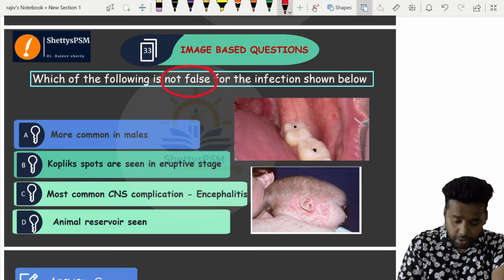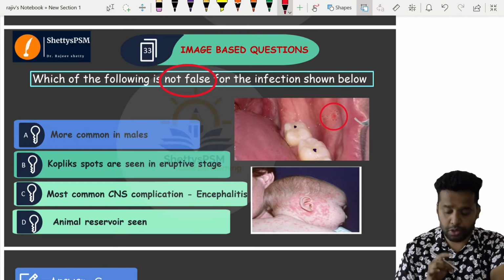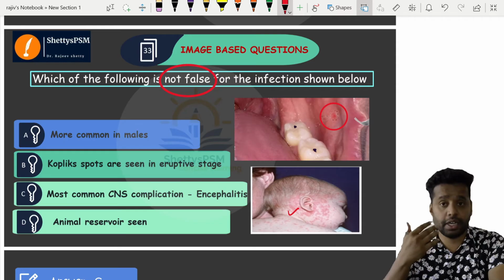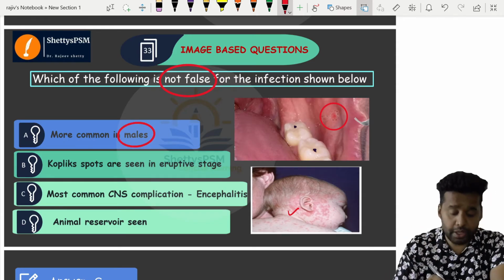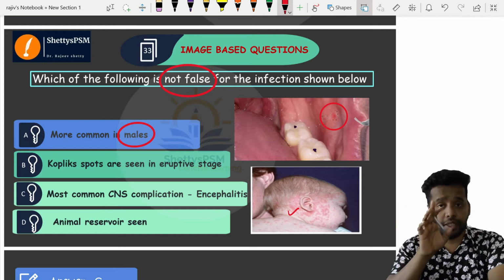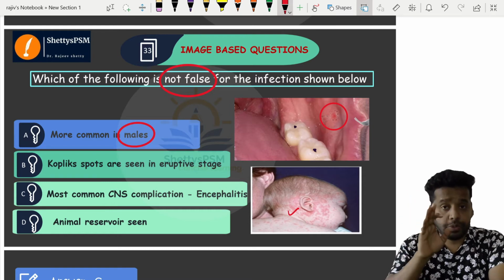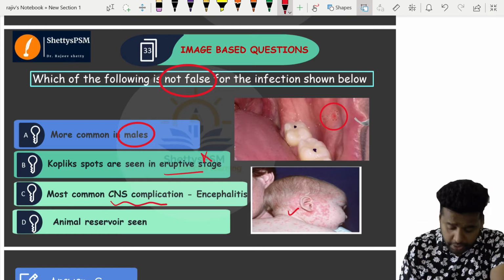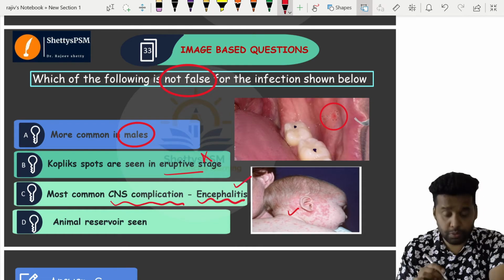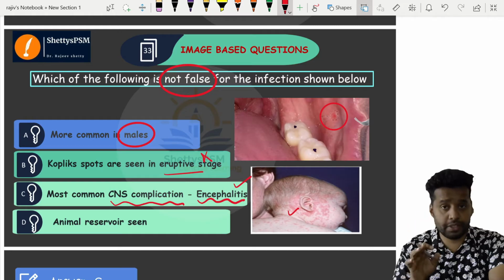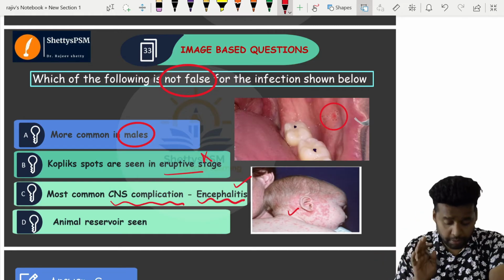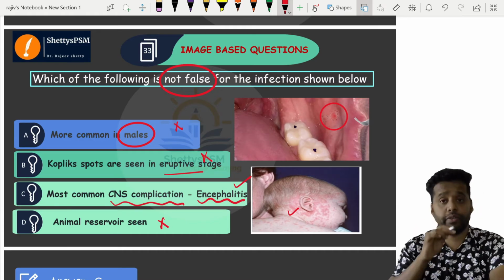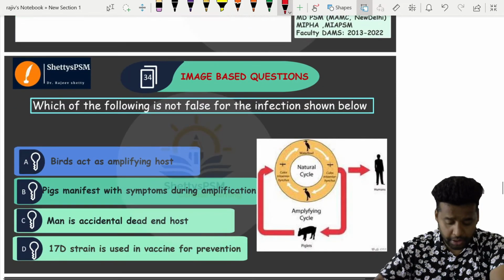Again, the question is not false. What you're seeing are Koplik spots. Rash is retroauricular, behind the ear, where it starts. It is measles. More common in males? No, it is equal incidence in males and females. Koplik spots are seen in eruptive stage? No, they are seen in prodromal stage. Most common CNS complication is encephalitis, correct. Most common is encephalitis. Most specific is SSPE. Both are different. Animal reservoir seen? No, there is no animal reservoir. Very easy to eliminate. Man is the only host for measles.